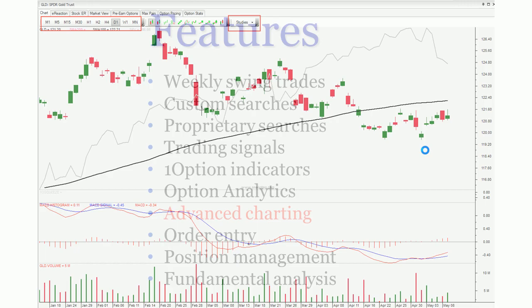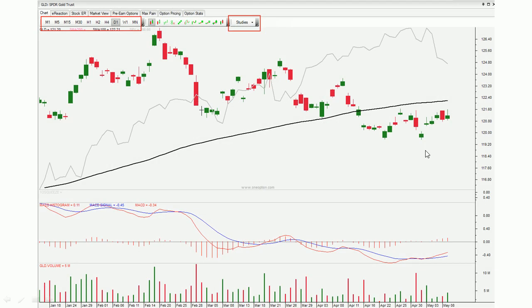Advanced charting. Option Stalker has everything you could possibly want in charting software. Now, there are also pop-up charts, so you can spawn as many charts as you'd like to. You can customize them. You can save the templates. You can put up all your technical studies that you'd like here. There are overlays like the S&P 500. You can see multiple time frames, intraday, 5-minute, 15-minute, 30-minute, 1 hour.